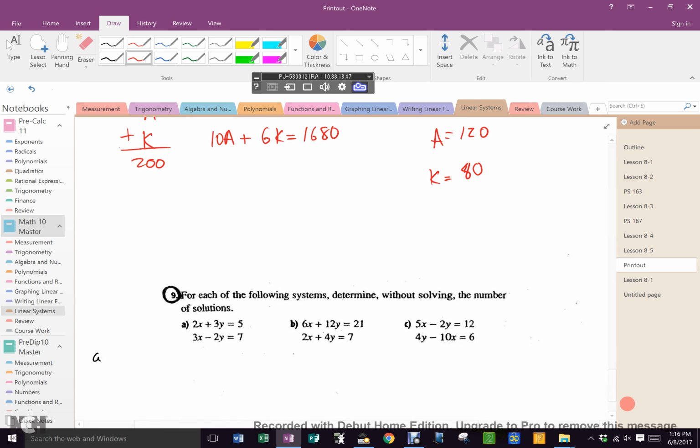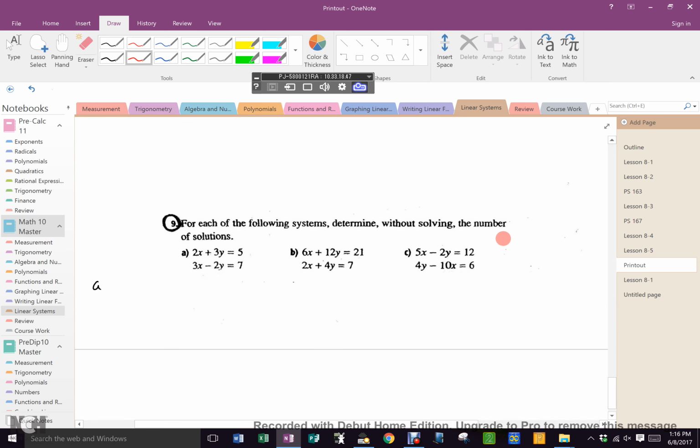And finally, because the bell is about to ring, I'm not allowed to solve them. Do these guys cross once? You know they cross once. Why? Slopes are different, just from looking, right? Because you know that to get y by itself, I'm going to have negative 2/3, and I'm going to have positive 2/3, aren't I? So this guy crosses once.